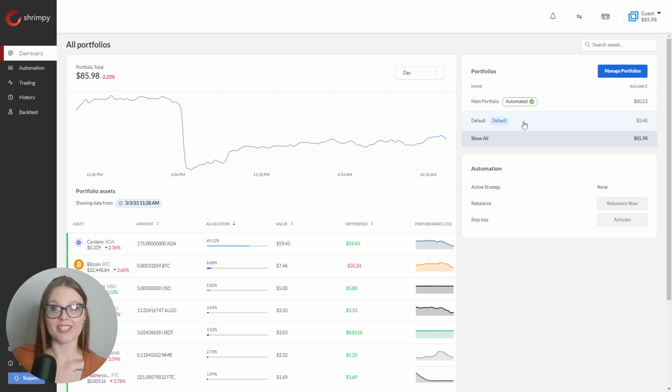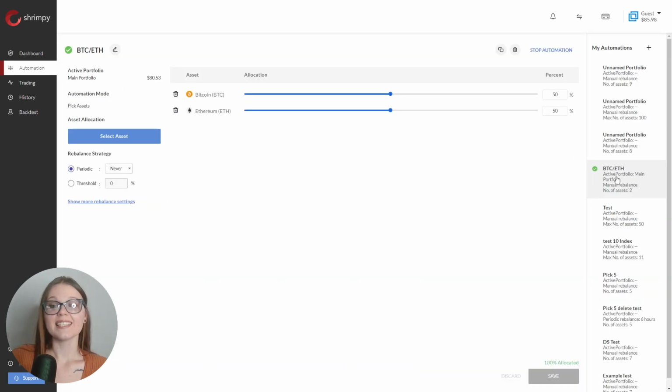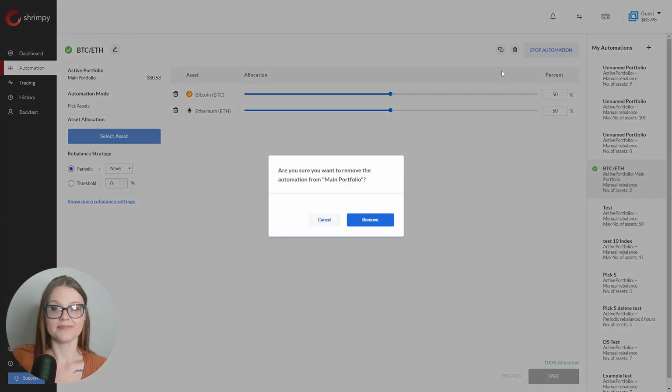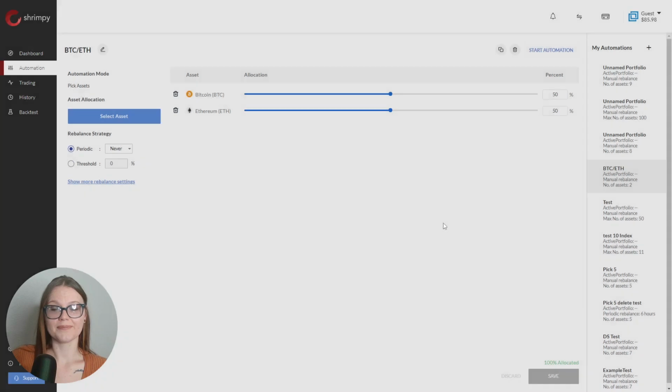To stop the automation running on a portfolio, go to the Automation tab. Select the active automation and then select Stop Automation. There will be a warning to confirm. Select Remove. The automation is no longer running on the portfolio.